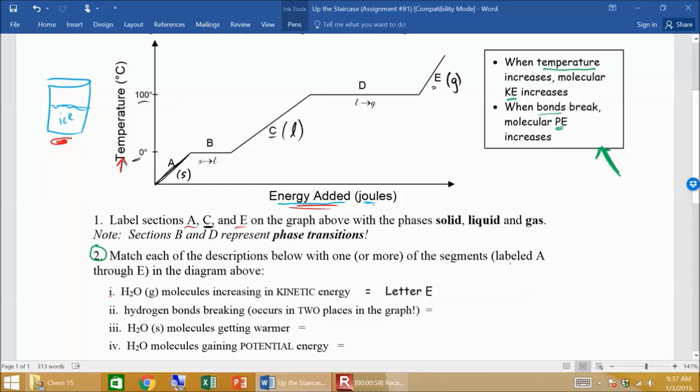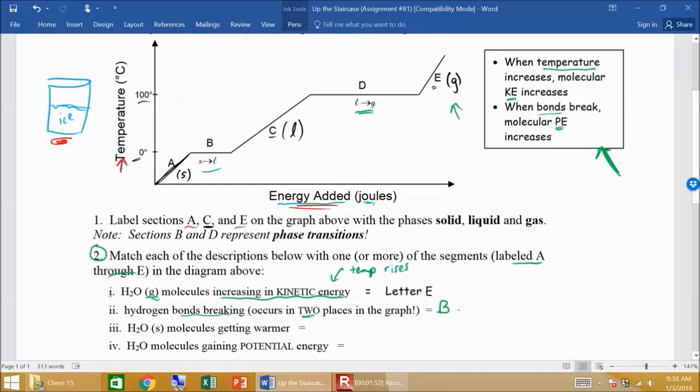Okay, so it's asking you to use labels A through E to match these descriptions. When kinetic energy increases, that should mean that the temperature rises. That's how kinetic energy is measured. So if we say, where are gas molecules rising in temperature, that's letter E on the graph above. If we say, where are bonds breaking, there are 2 places that occurs in the graph. One is at the solid to liquid transition. That's letter B. One is at the liquid to gas transition. That's also bonds breaking.